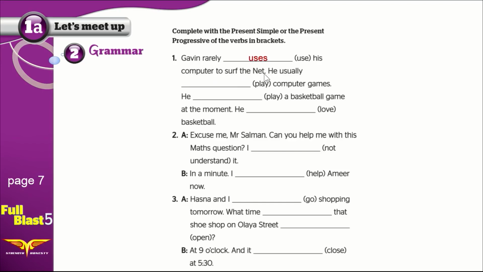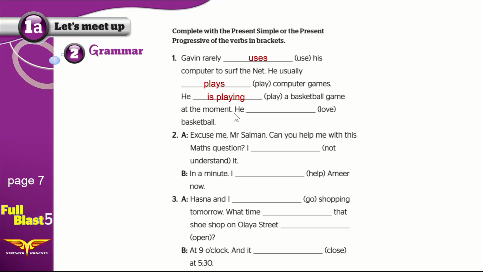Now, another sentence starts here. He usually, again, we have he, we have usually, present simple, plays computer games. He play a basketball game at the moment. Look, we have at the moment, which means now. Now we can't use present simple. We have to use present progressive. We add the verb be, he is, and we add ing to the verb. He is playing a basketball game at the moment.